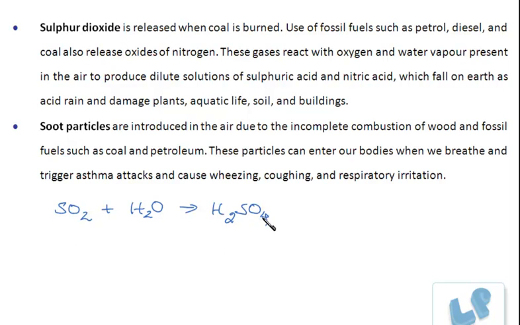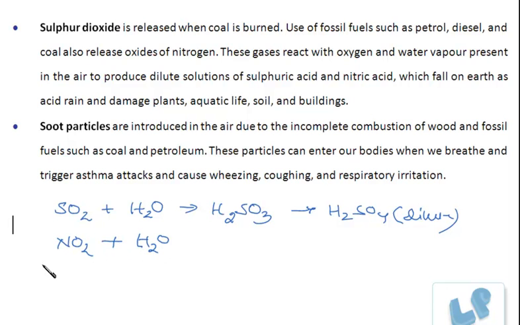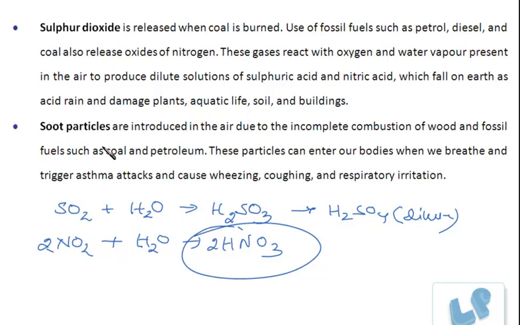Right here, first of all, H2SO3 is formed, which further changes to H2SO4. This is very, very dilute. Likewise, nitrogen dioxide reacts with water. That is also a gas released by the burning of fossil fuels, like coal, leading to the formation of HNO3. Right? This is how acid rain occurs, and this acid rain damages aquatic life, damages the plants and also the buildings.